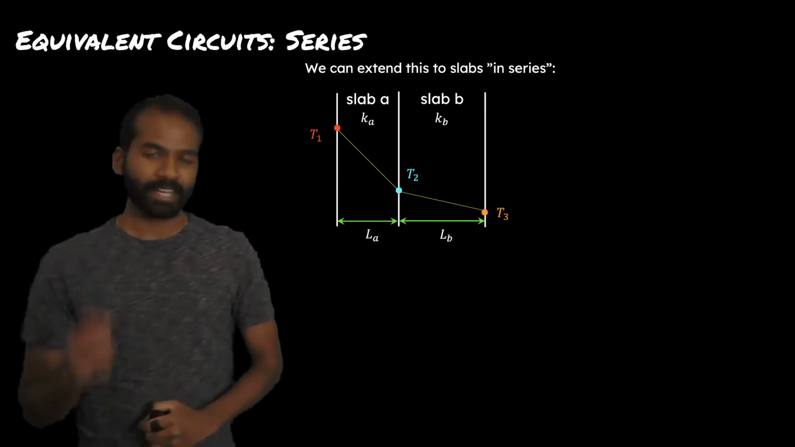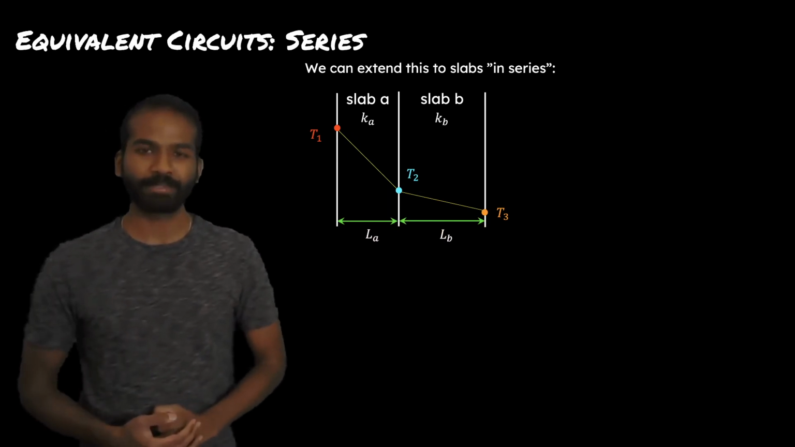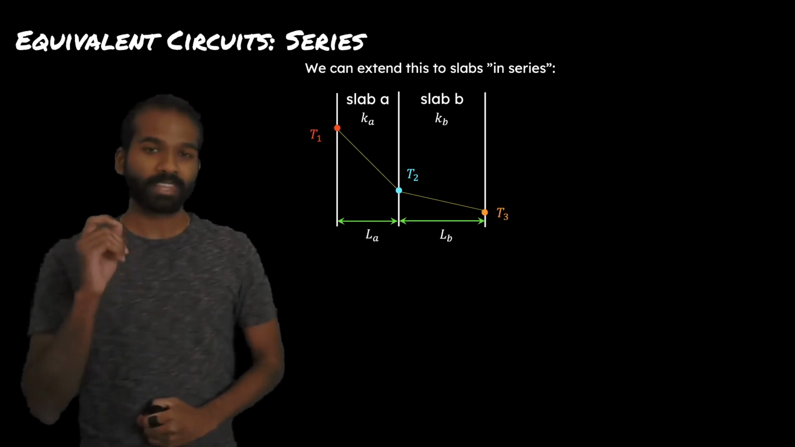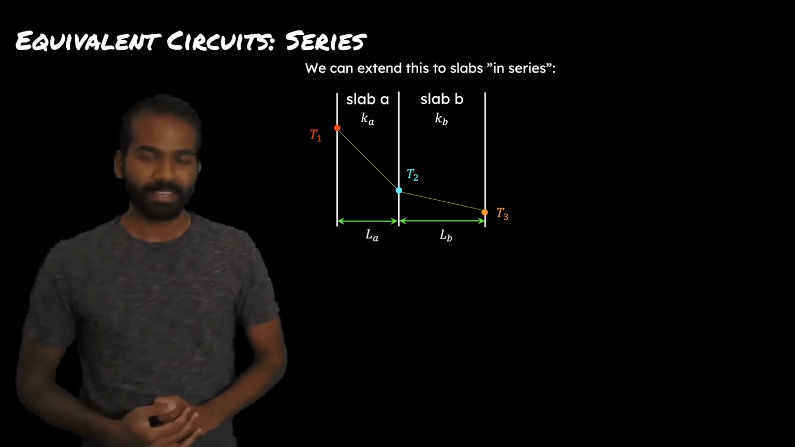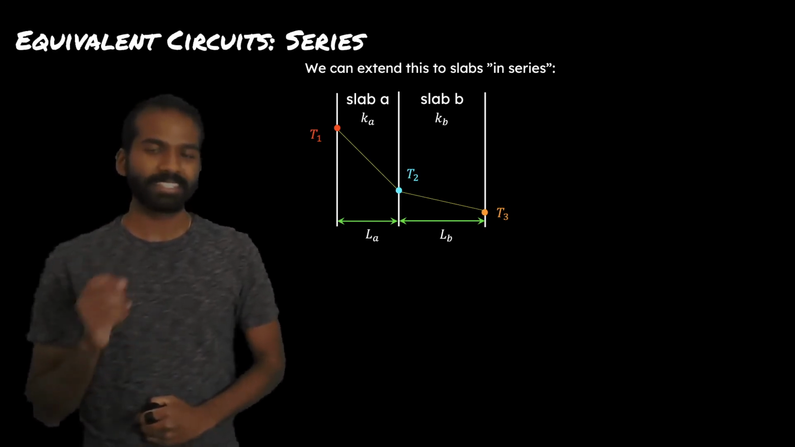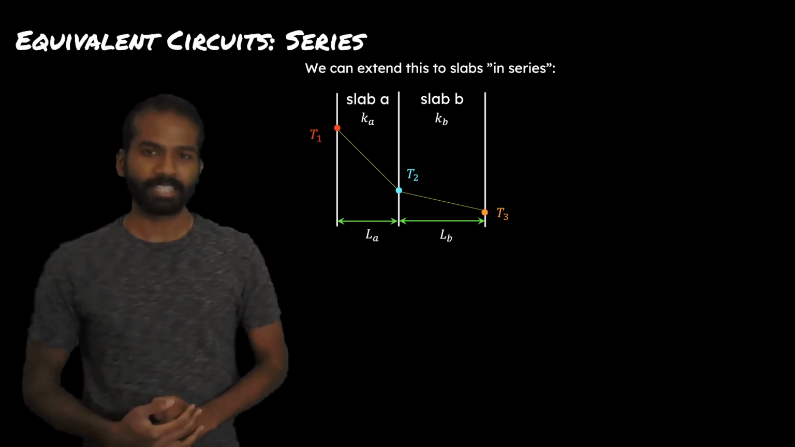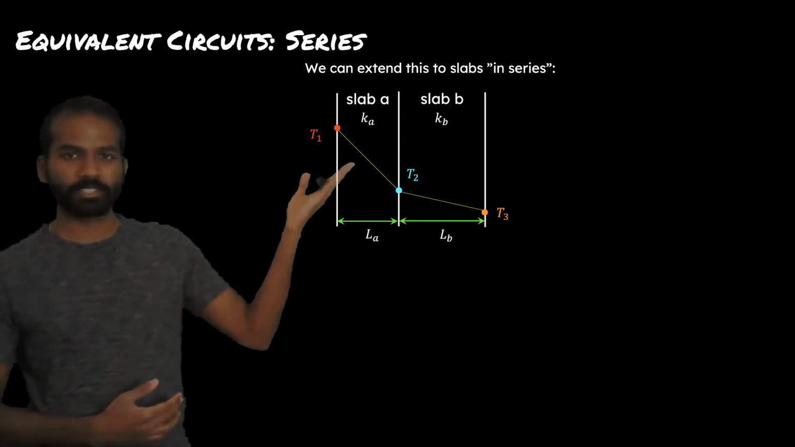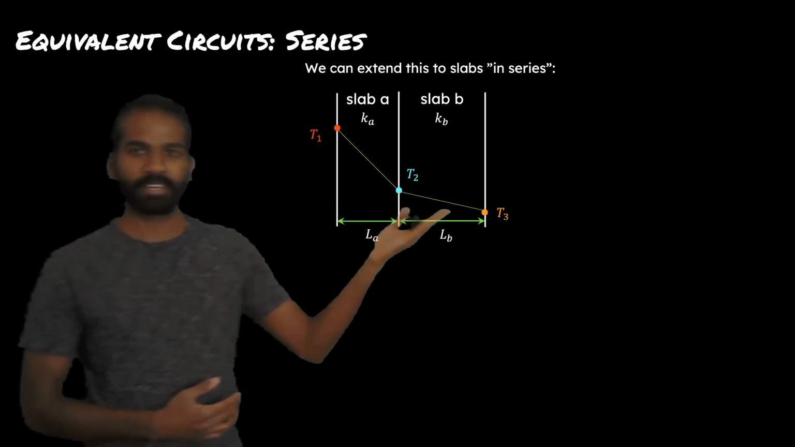Because the thermal conductivities of these two slabs are different, while the heat flux is the same, that means that the gradient dT/dx must be different in each slab. And you can see that here based on the slopes that we've drawn in slab A and in slab B.